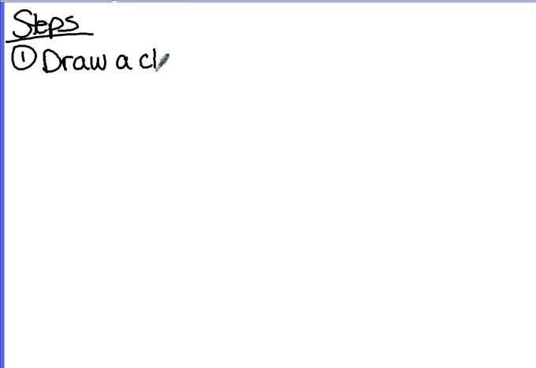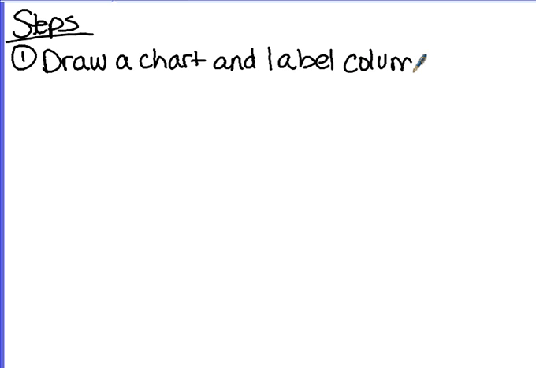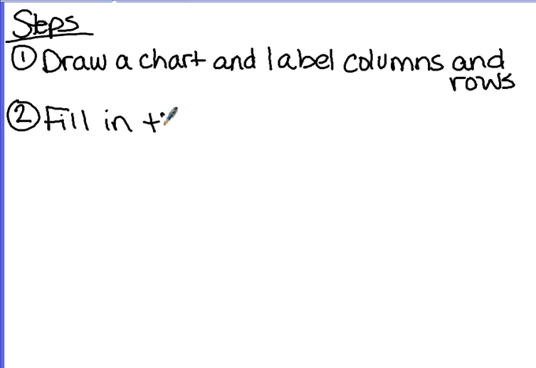Alright, let's look at some steps to solve these problems. Step 1. We want to draw a chart and label the columns and rows. We'll look at some examples once we write down all the steps. Once we draw our chart and get it labeled, step 2, we want to fill in the given information.